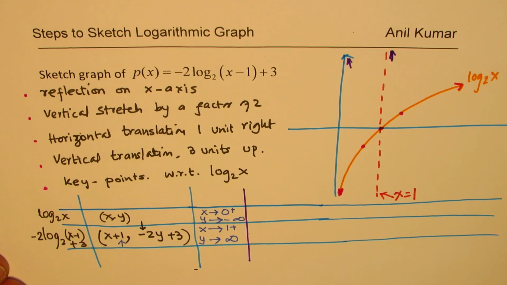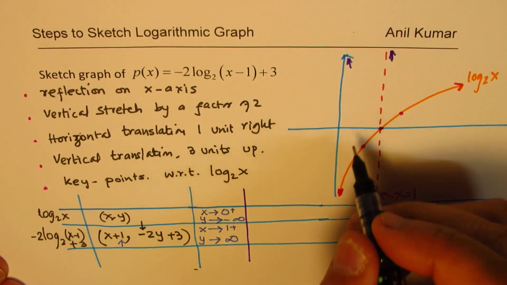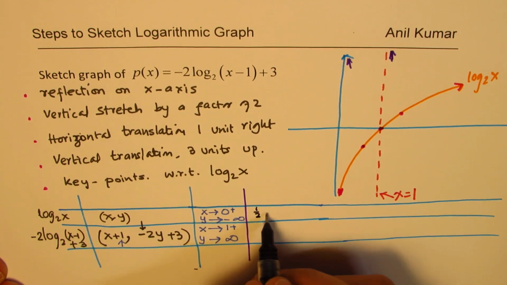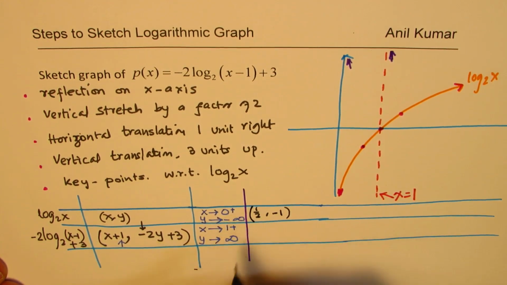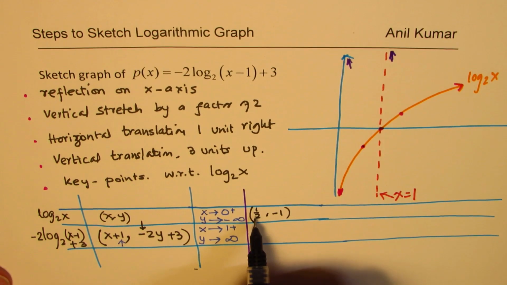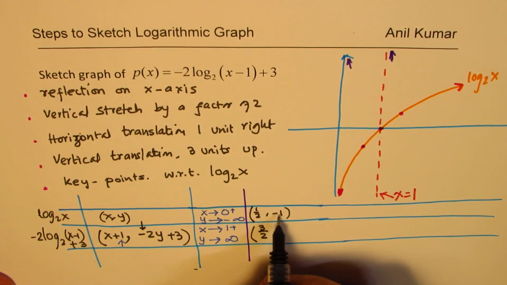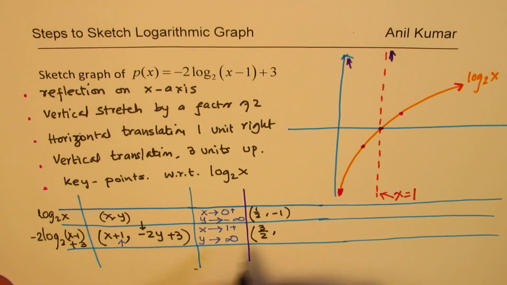Now let's look into the points as such. This point here was at half, the value was -1. Now to half, I'm going to add 1, plus 1. That means 3 by 2, right? 3 by 2 is 1 plus half. The y value gets multiplied by -2, so this becomes +2, plus 3 makes it 5. Does it make sense to you?